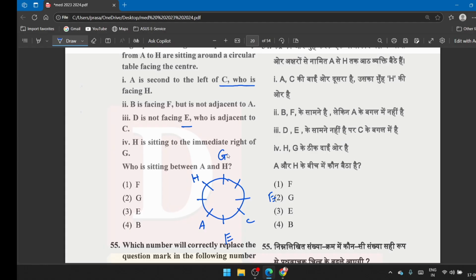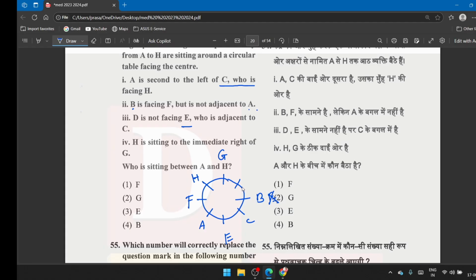तो फेसिंग पे कहाँ पे जगह बच गया है? This and this. ठीक है. अब B is facing F but is not adjacent to A. That is B is not adjacent to A. So F is adjacent to A. So this is B. B ये होगा. E यहाँ पे नहीं हो सकता है. E यहाँ पे हो जाएगा.